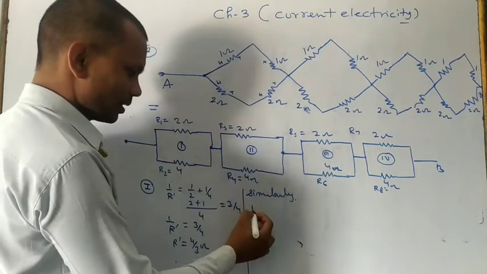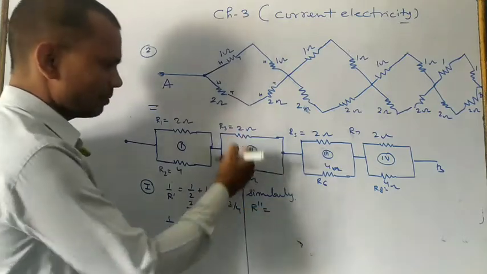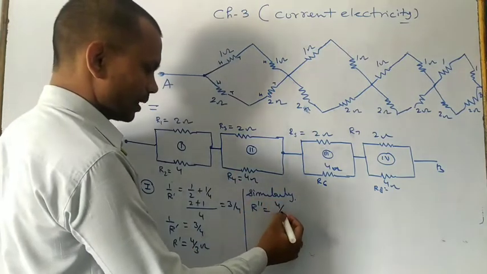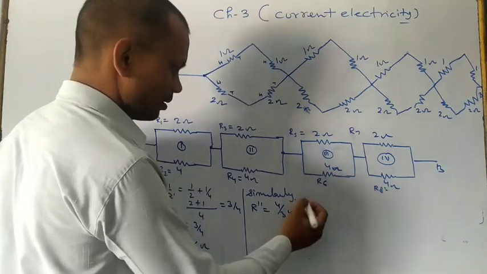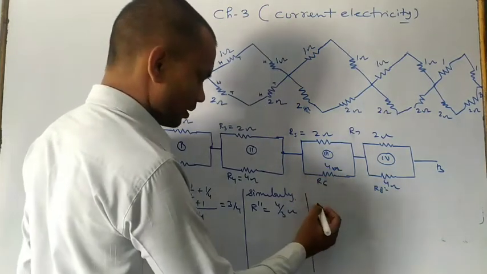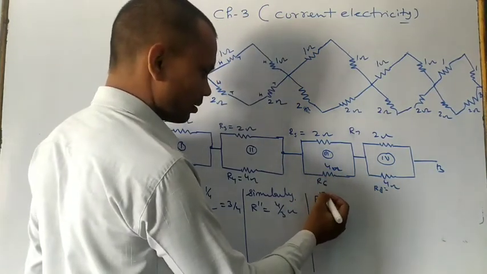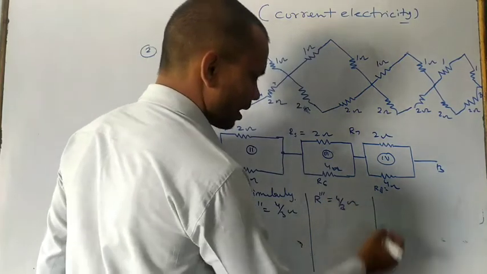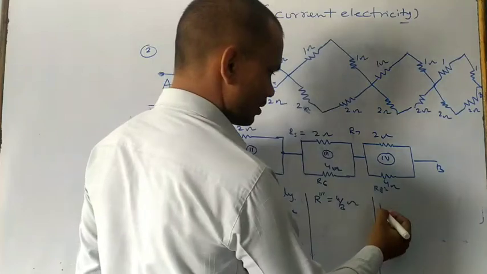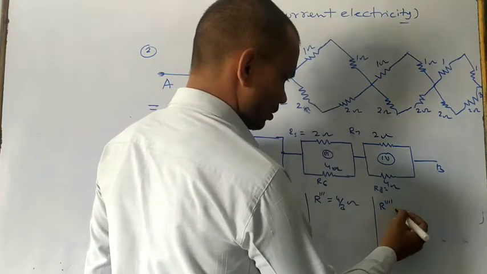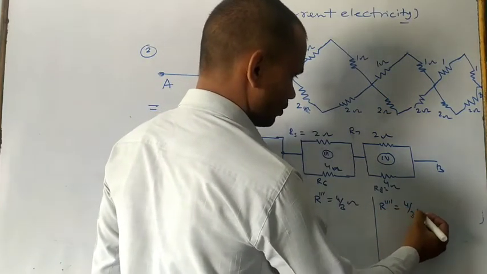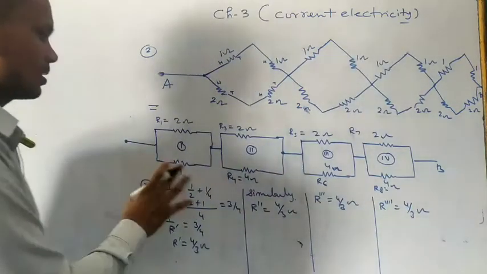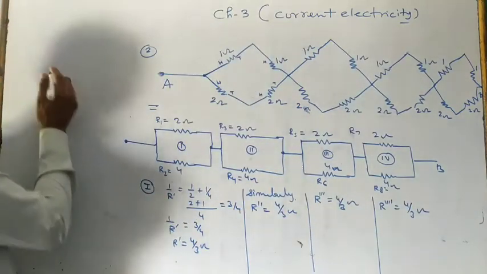Similarly for this one also, suppose this is the equivalent R double dash, same thing, means same result, we will get 4 by 3 ohm. And for this one, the third one, suppose this is equivalent R triple dash, this is also 4 by 3 ohm. And then similarly for this one, suppose this is R4 dash, this is 4 by 3 ohm.